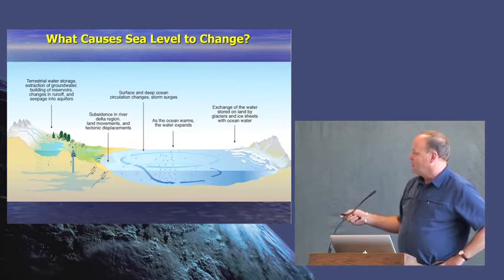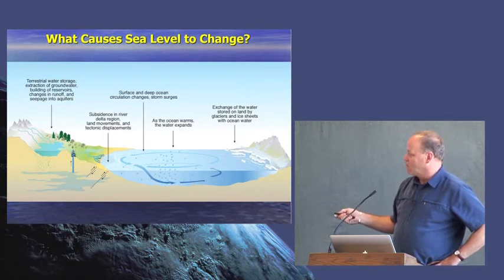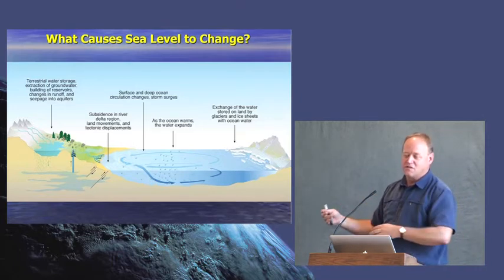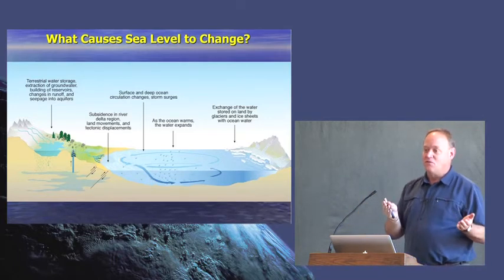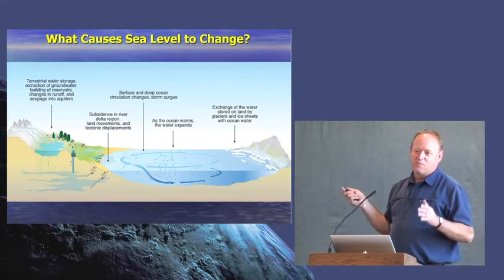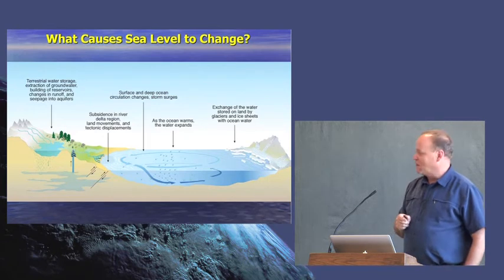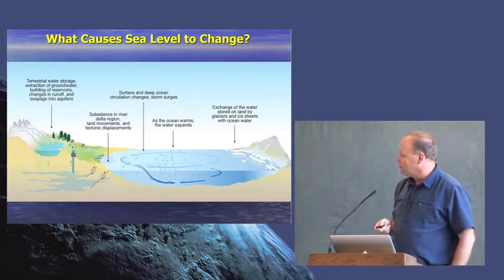There are also changes in terrestrial water storage. For instance, if you build a reservoir on the land and put water into it, effectively you're taking water out of the oceans and putting it onto the land, which is negative sea level rise. And that's been a factor in the last 50 years or so as we've built reservoirs on the land. Not a major factor, but it's still a factor.